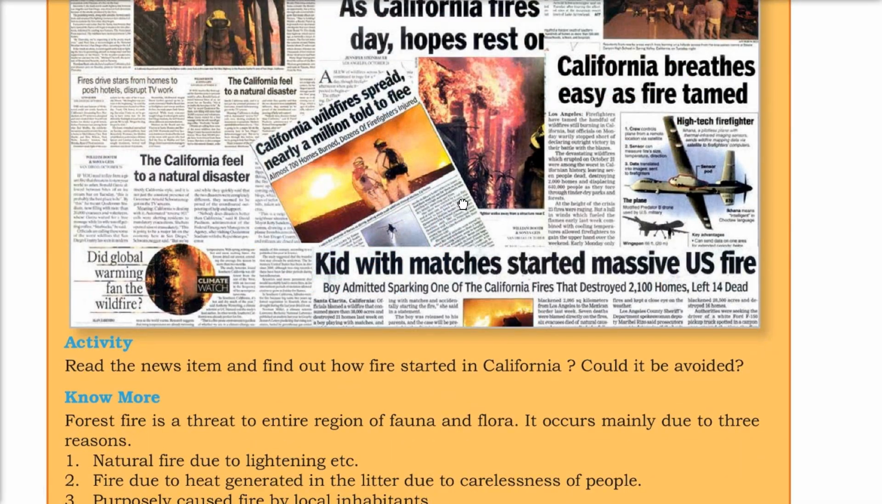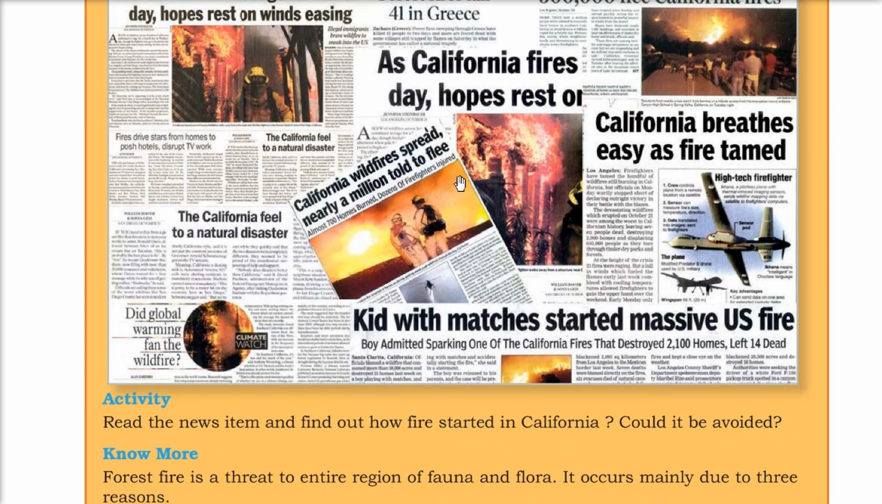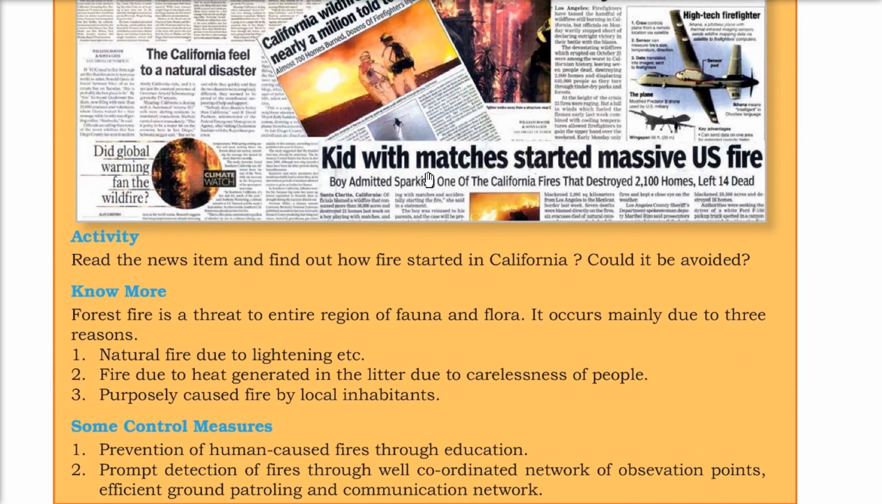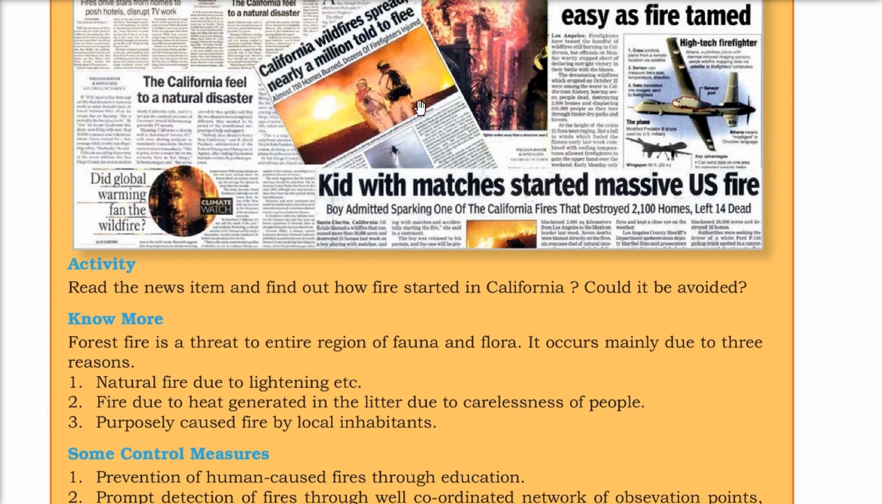So you see what happens when the fire actually goes on. And these are some places where there is very heated climate, then the fire catches very easily. So fire, this is an example of California fire. How could it be avoided? Forest fire is a threat to the entire region for flora and fauna. We must not care only about ourselves. There are plants also, there are animals also.